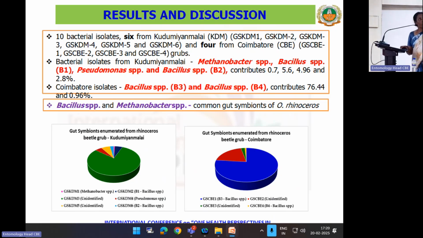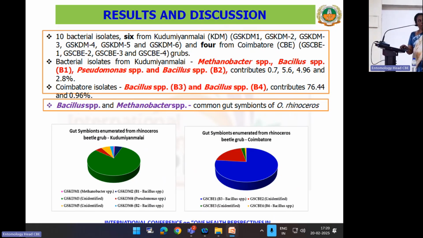From Kudumiyanmalai, we have isolated Methanobacter species, Bacillus species B1 and Pseudomonas species. Actually, to our surprise, we were able to isolate a clear-cut Pseudomonas fluorescens, because nowadays we are having conflicts whether it is really Pseudomonas fluorescens or Pseudomonas aeruginosa, which is a human pathogen. But we could get Pseudomonas fluorescens from the Kudumiyanmalai isolate, and the species name was confirmed with Dean Nakiran sir. And the another one is Bacillus species B2. Here the ratio is very low in the Kudumiyanmalai campus.